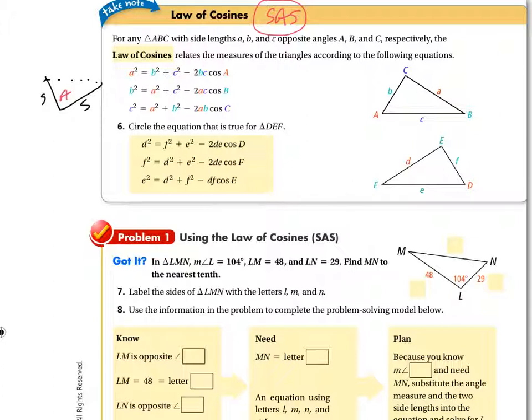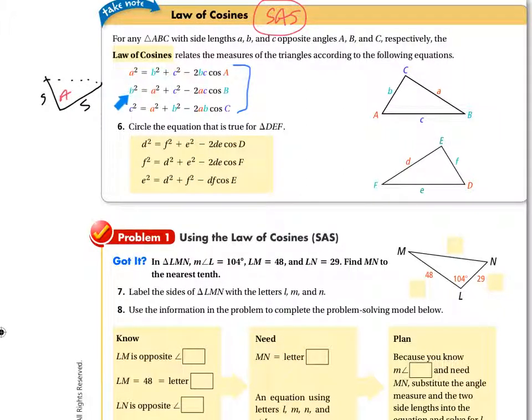So let's look at what that law of cosines actually is. There's 3 of them. It looks complicated. It really isn't that complicated. What does this look like to you? The Pythagorean theorem. So you got a squared equals b squared plus c squared.